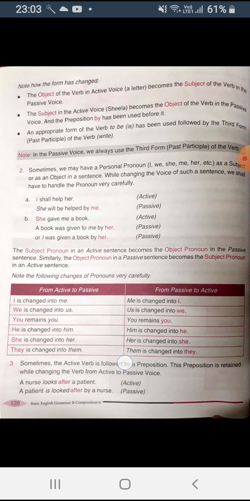She gave me a book. A book was given to me by her. She is changed into her. Or you can say, I was given a book by her. This is the passive voice.